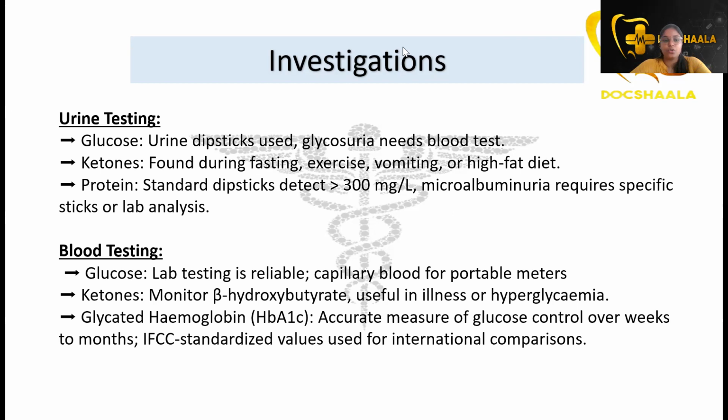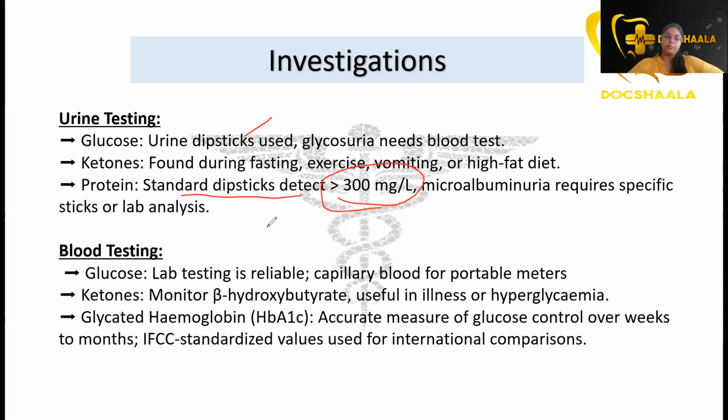Then urine testing. The glucose in urine is tested using urine dipsticks. Glycosuria needs a blood test, right? Ketones are found during fasting, exercise, vomiting, or a high fat diet. You can find ketones in urine. Then protein: to check for protein, standard dipsticks are there. They detect more than 300 milligrams per liter. And microalbuminuria requires specific sticks or lab analysis. Okay, standard dipsticks only detect protein in the urine when it is more than 300 milligrams per liter.